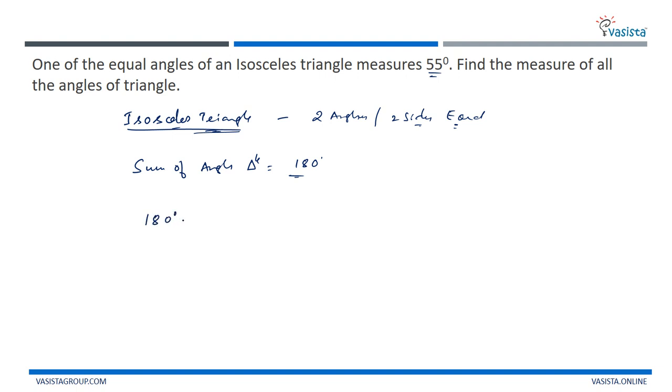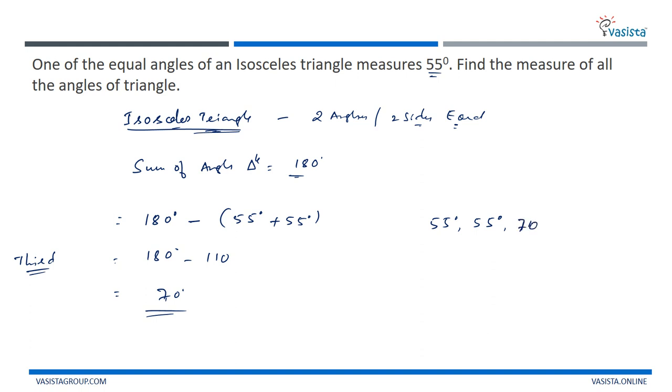180 degrees minus one angle is 55 degrees, another one is also 55 degrees. So you are going to get the answer, that is the third angle is 180 degrees minus 110, which is nothing but 70 degrees. The answer for this was, first one is 55 degrees, and the third angle is 70 degrees. This is the answer. If you add, you are supposed to get 180 degrees, right?